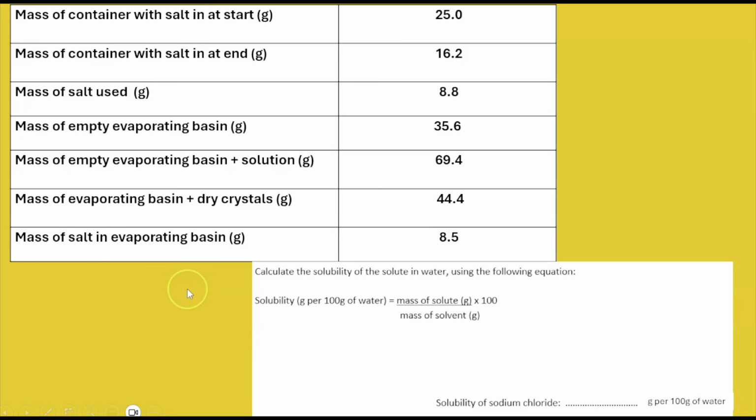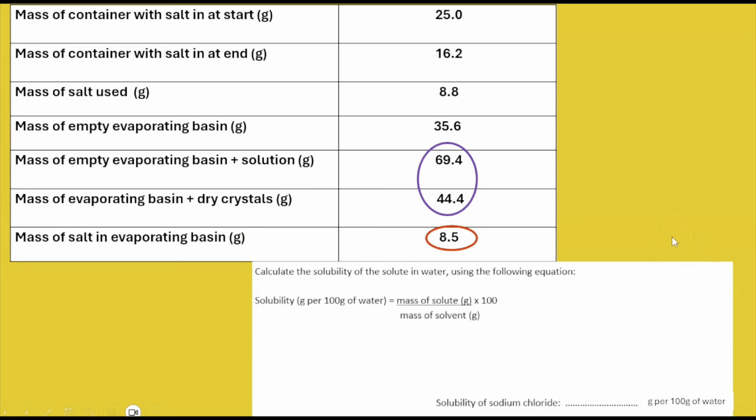Firstly, to work out the mass of salt in the evaporating basin, I've worked that out as 8.5. All I've done there is subtract my evaporating basin mass from the mass of the evaporating basin with the dry crystals. And then to work out how much water was in our solution, I just subtracted these two numbers from each other, because this number is the solution, so that means the basin, the salt and the water, and this is just the basin and the salt. So what is left is the water.